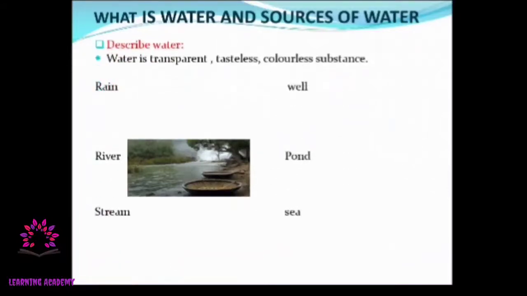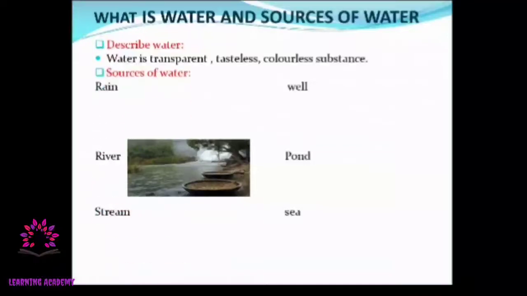Water. It is a transparent, tasteless, colorless substance. If you pour water into a vessel, it will take the shape of the vessel. If you pour water in the glass, it will take the shape of the glass. If you pour water into a muddy glass, then the color of the water will be brown because the mud color is brown.